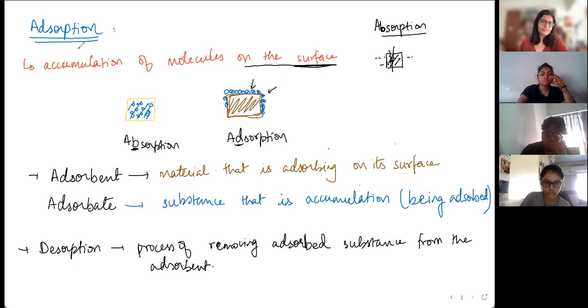And the opposite of adsorption is desorption. In adsorption there is accumulation of these particles. Desorption is when these particles diffuse away from here, the process of removing the adsorbed substance from the adsorbent is called desorption.